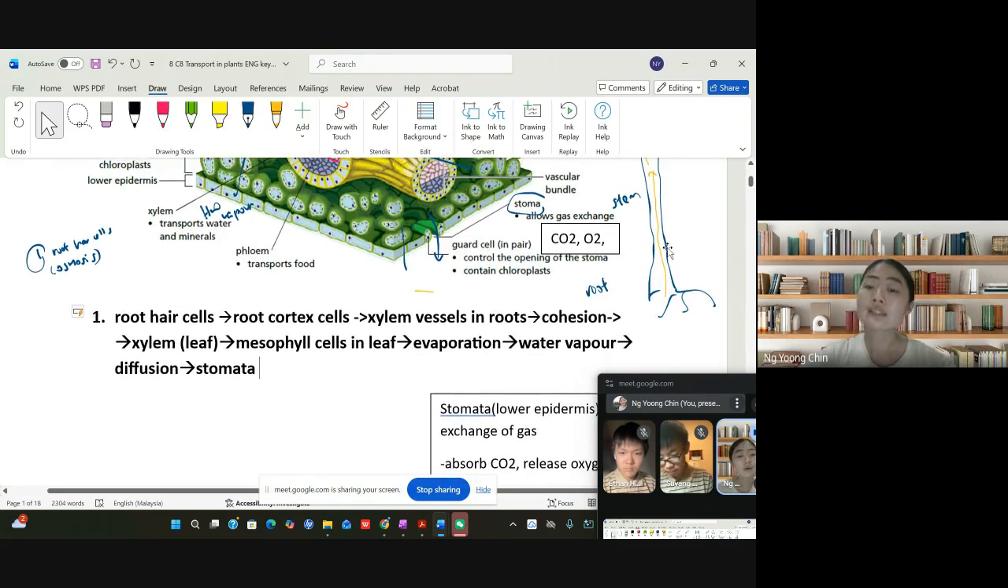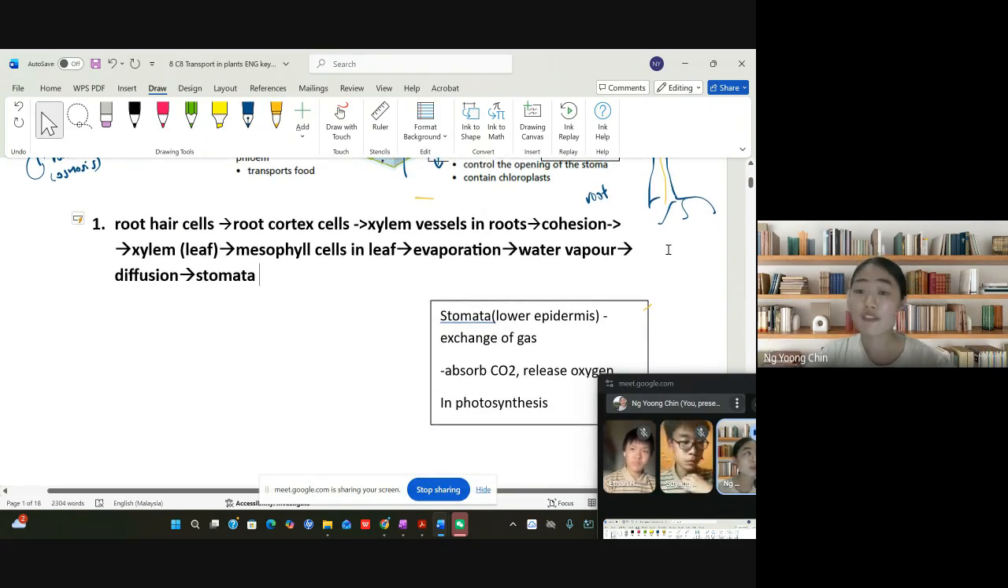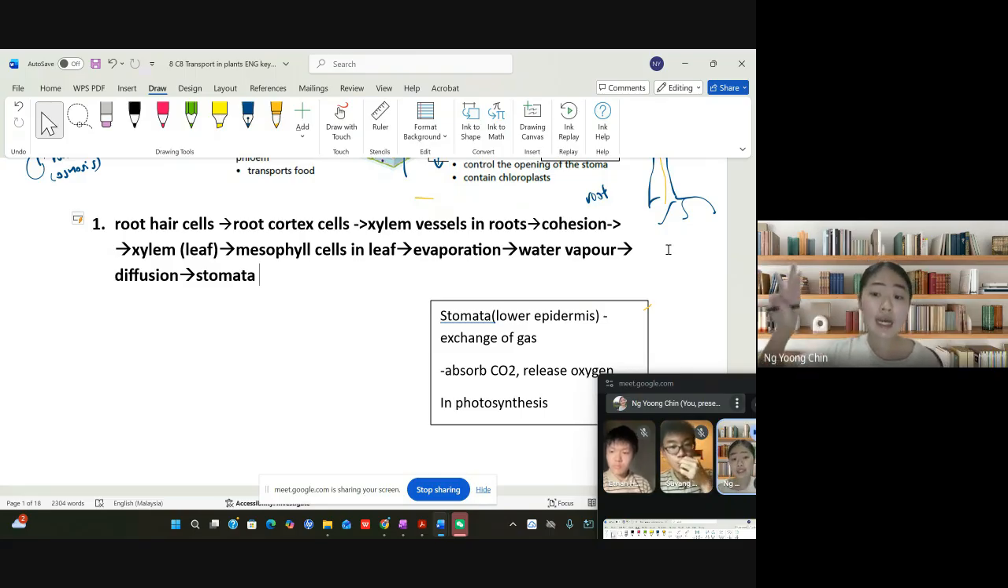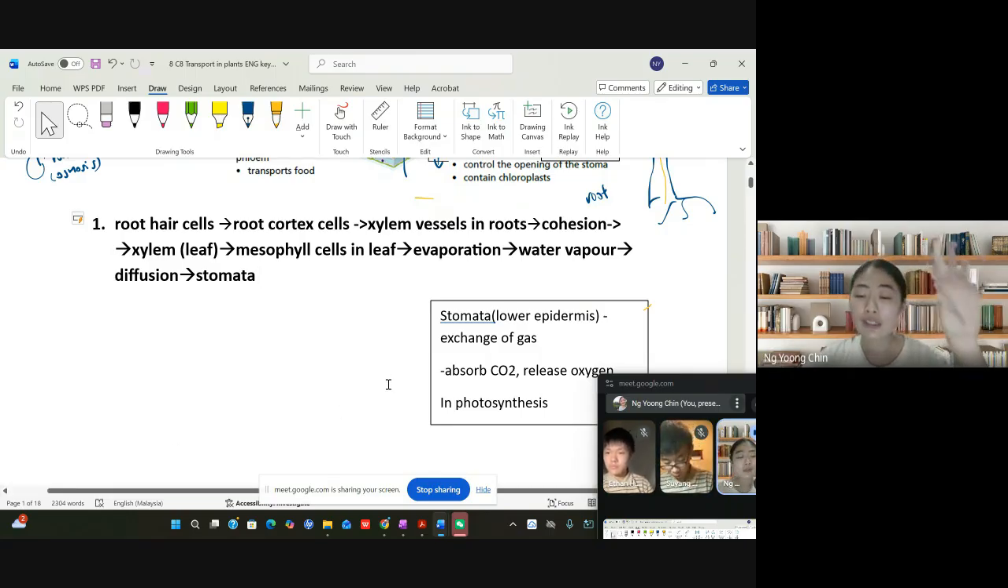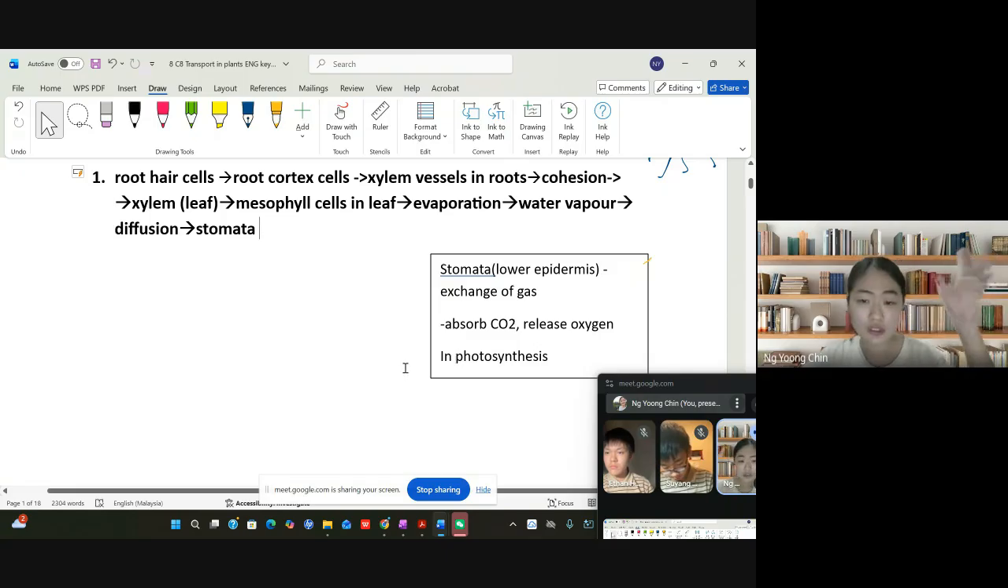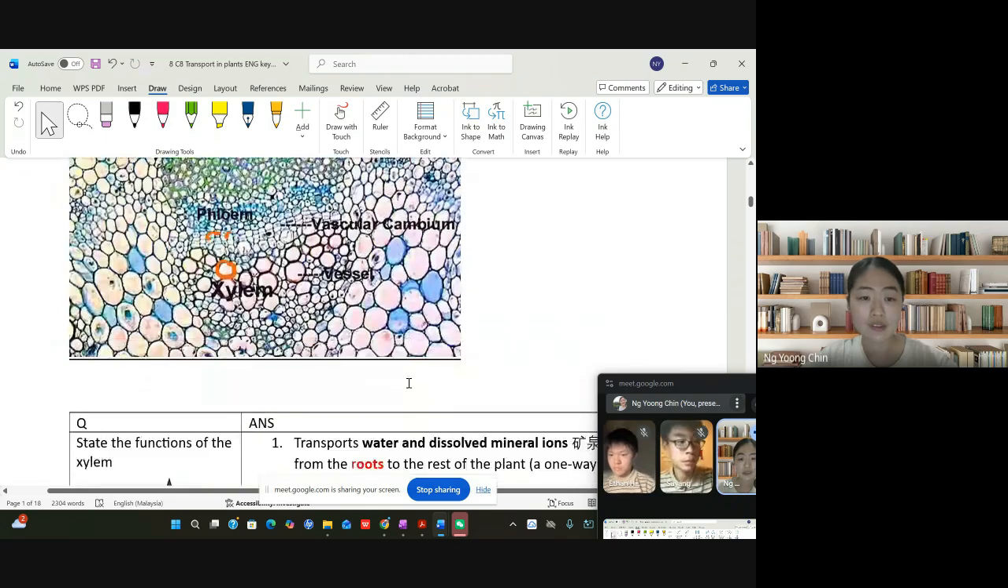Just remember, sometimes the question will ask about the function of the stomata. In terrestrial plants, which is the normal plants that we learn, stomata are usually found on the lower epidermis of the leaf. So what is the function of stomata? Stomata can help in 3 functions: transpiration, respiration, and photosynthesis. Usually stomata help in the exchange of gas, usually carbon dioxide and oxygen.